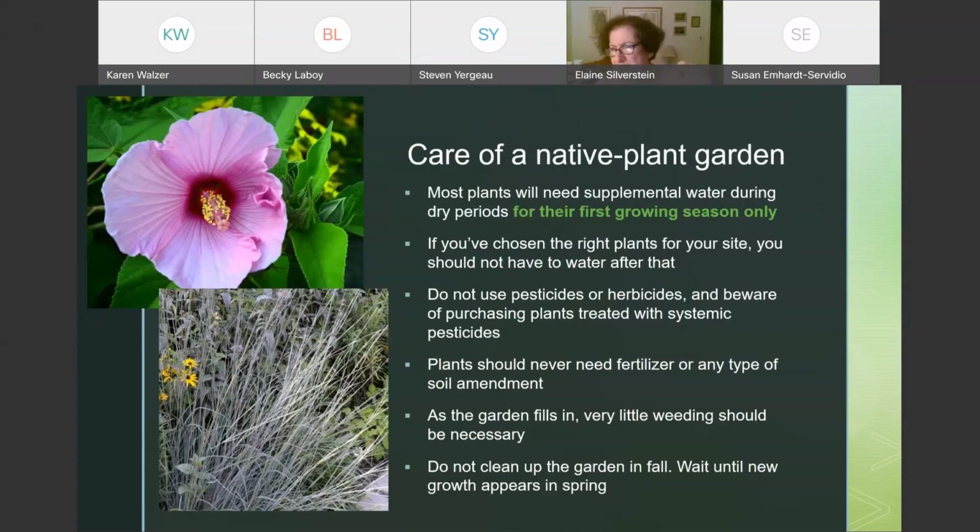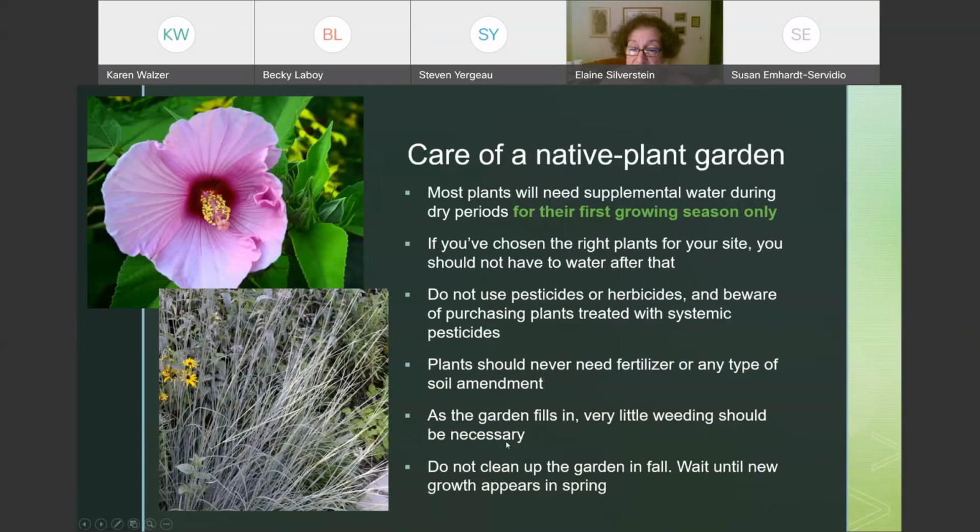Even if you buy native plants from local nurseries, if they tend to have native plants, they may well have been treated. So you should always ask. The plants should never need fertilizer or any kind of soil amendment. Again, if you've chosen the right plants for the right place, you should not have to do anything like this.